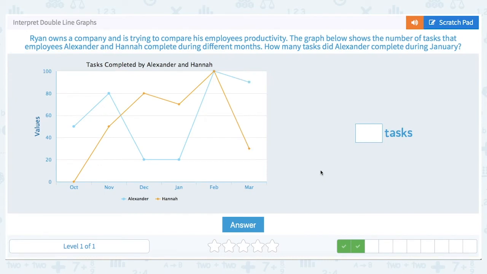Ryan owns a company and is trying to compare his employees' productivity. The graph below shows the number of tasks that employees Alexander and Hannah complete during different months. How many tasks did Alexander complete during January?